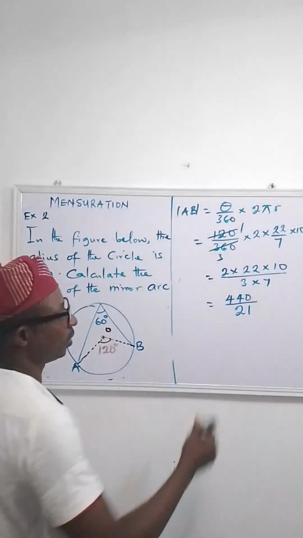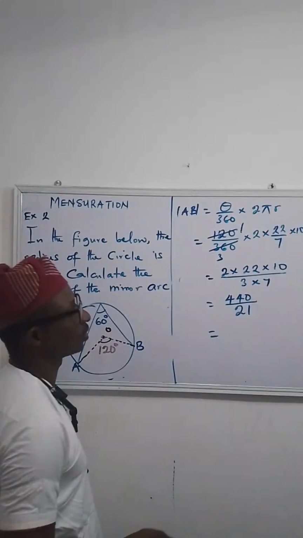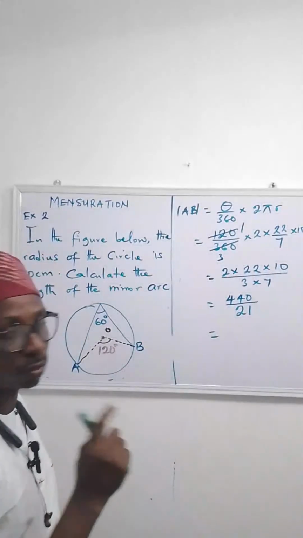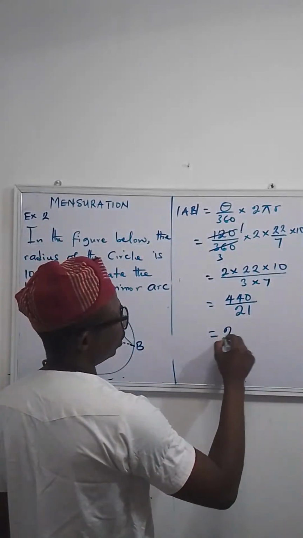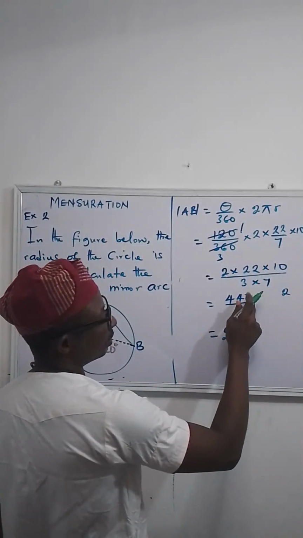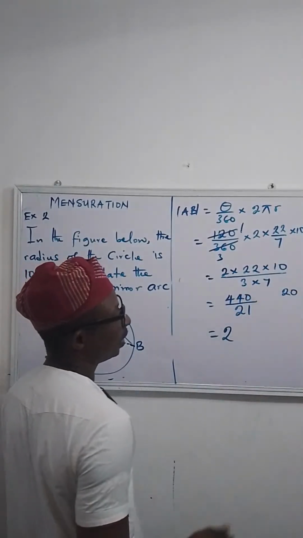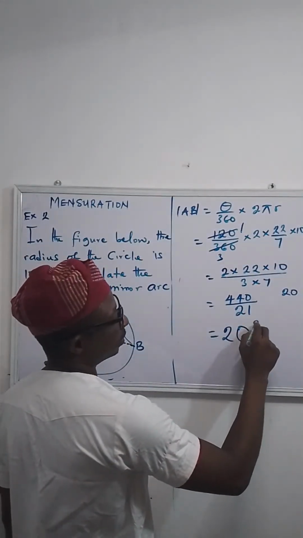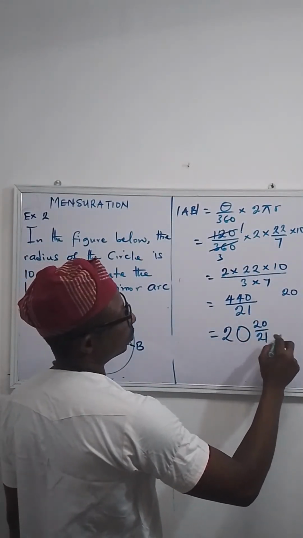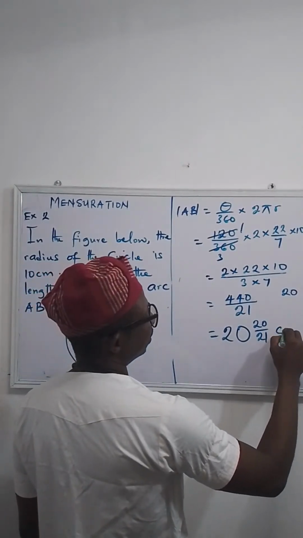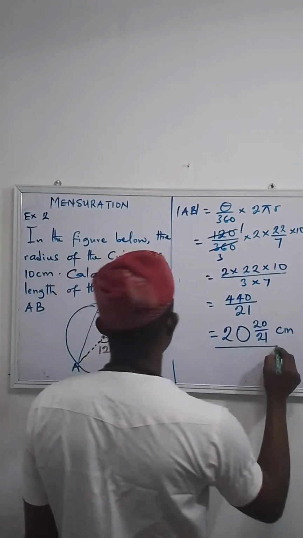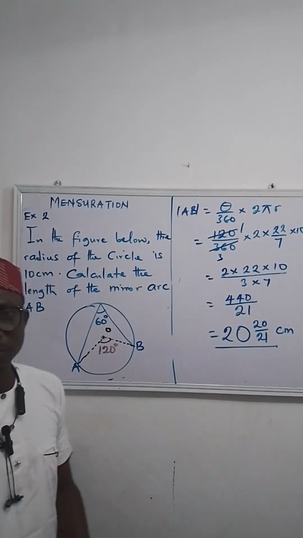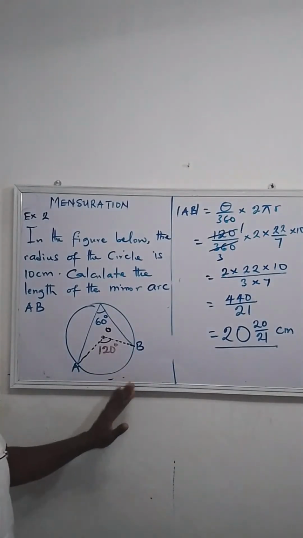Okay, so now let's express this in mixed fraction. Now 21 goes in 44, that is 2. So we have 2. It remains 2. You put that at the front of this 0, so we have 20. Now 21 goes in 20, that is 0. So it remains 20 over 21. So in centimeter. So this is going to be the length of this arc AB. This is the length of arc AB. Alright, so that is the solution to the problem.